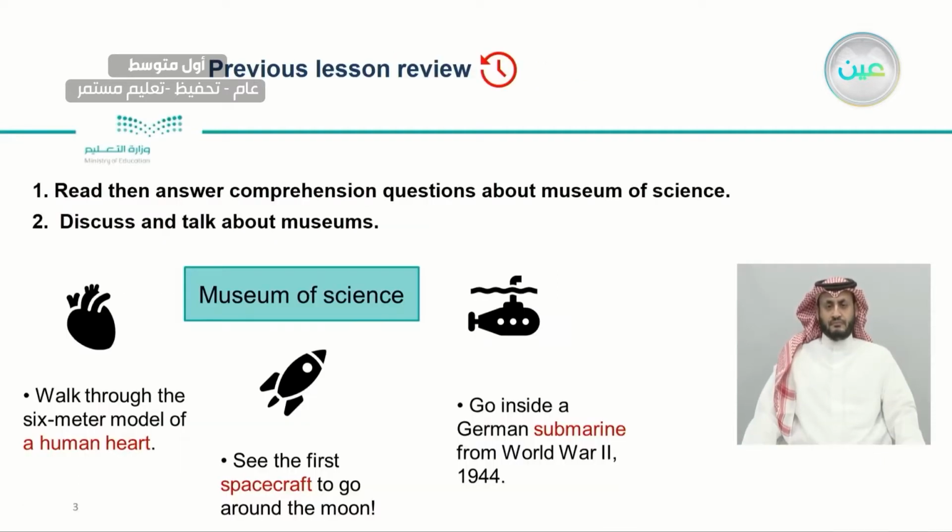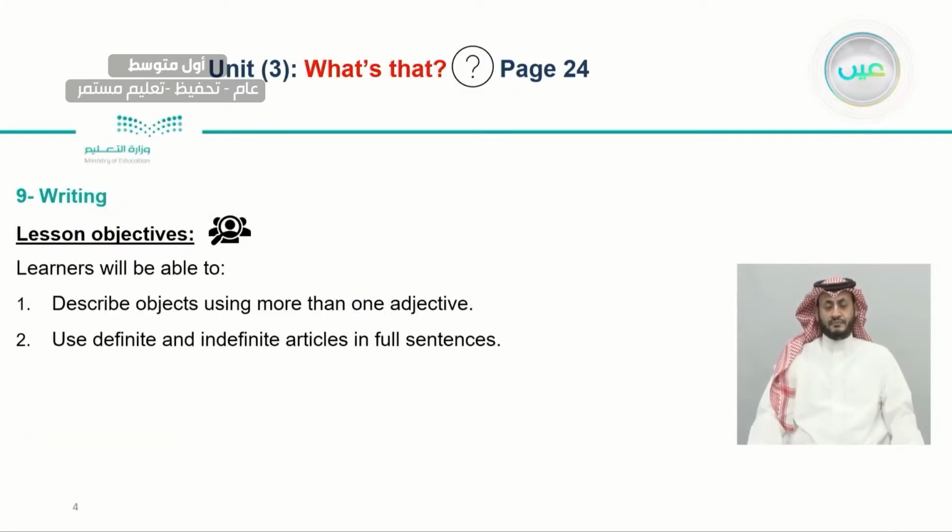Okay, so in our previous lesson, we read and answered comprehension questions about Museum of Science. Also, we discussed and talked about museums. Remember the Museum of Science? Remember those pictures? The walk through the 6-meter model of a human heart. Also, see the first spacecraft to go around the moon. Go inside a German submarine from World War II, 1944. This is just to refresh our memory.